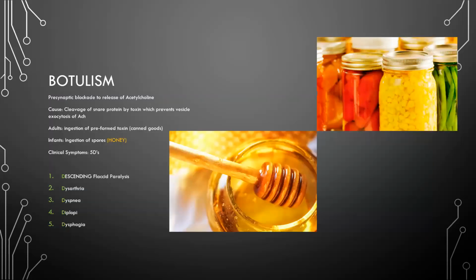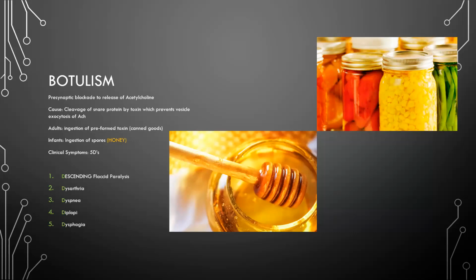All right, so botulism, key thing, I just put the 5 Ds: descending flaccid paralysis, dysarthria, dyspnea, diplopia, and dysphagia. So when you have the SNARE proteins, they try to bind the vesicle containing acetylcholine to the presynaptic membrane. What botulism does is prevent the fusion of the vesicle with the presynaptic membrane by cleaving one of those SNARE proteins, and that prevents the release of acetylcholine.